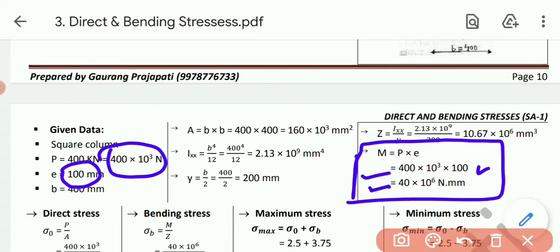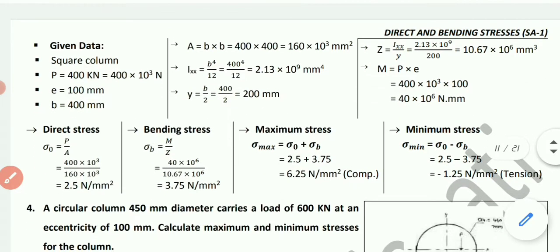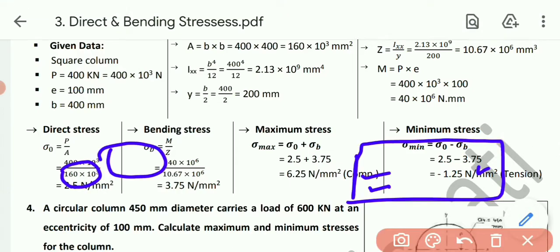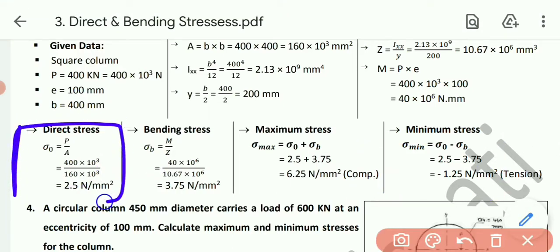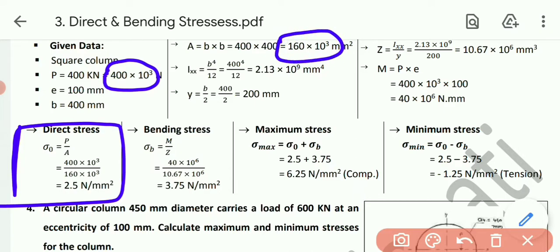Okay, once I got this one, now we can calculate the remaining one. Sigma 0, that is P by A. P is 400 into 10 raised to 3, and area 160 into 10 raised to 3.